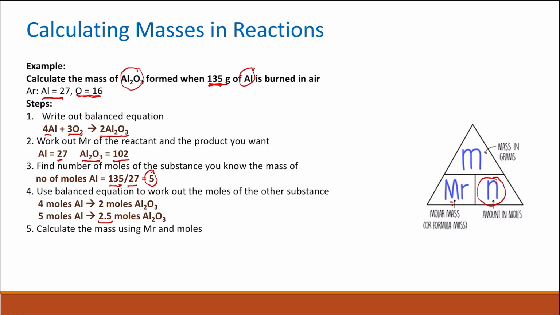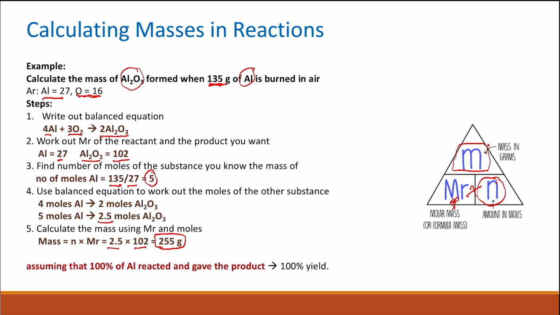The final step is to calculate the mass of the product, which is the aluminum oxide, using the formula for the mass of that substance. We will again use the formula triangle, but we need to find the mass now. So the mass will equal the relative formula mass times the number of moles. So that's 2.5 times 102, which equals 255 grams. So when 135 grams of aluminium is burned in air, that will produce 255 grams of aluminium oxide.